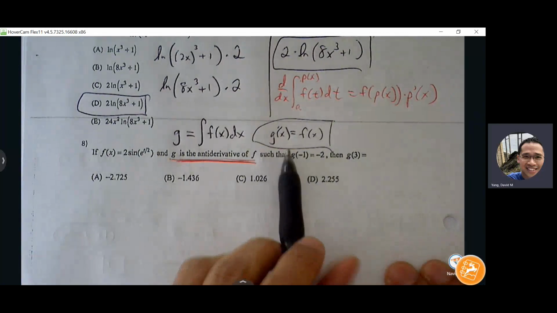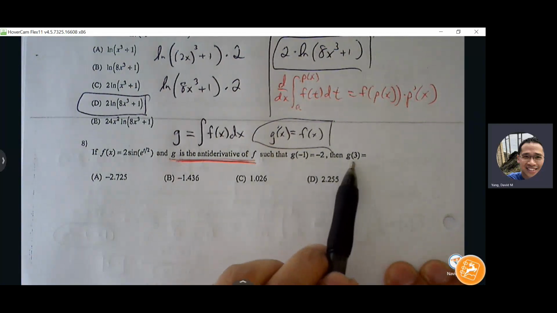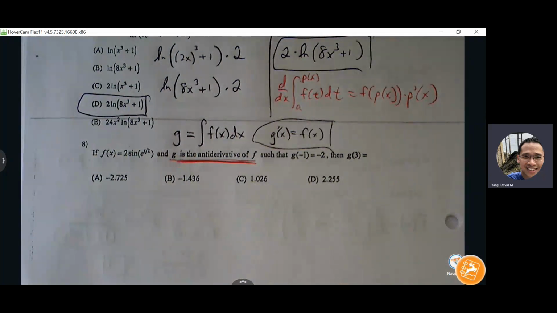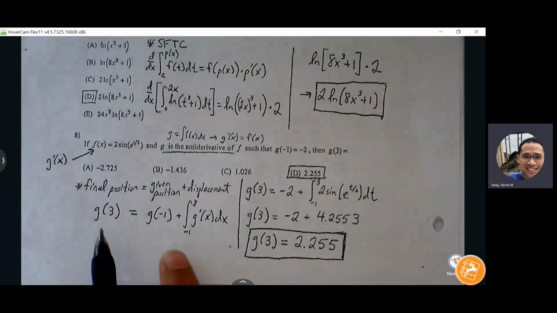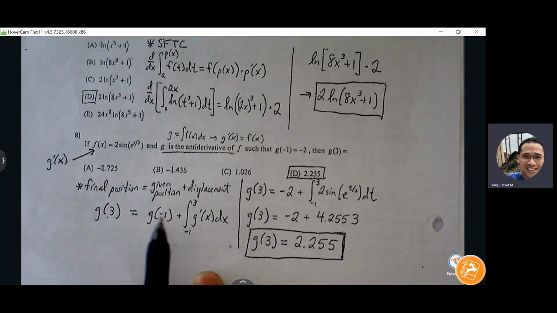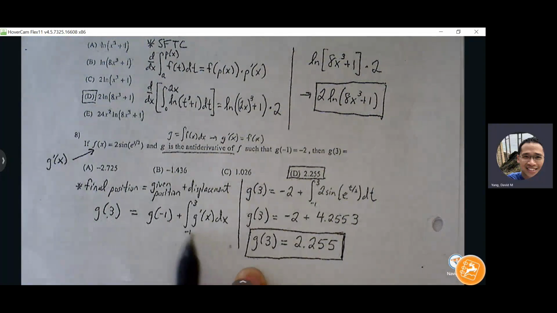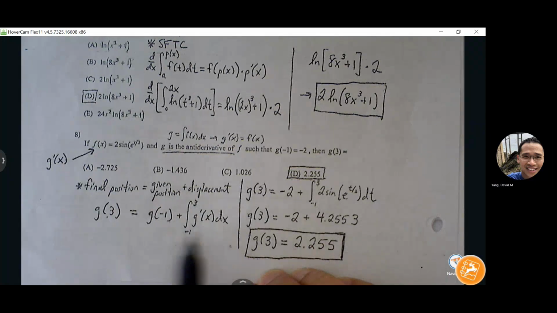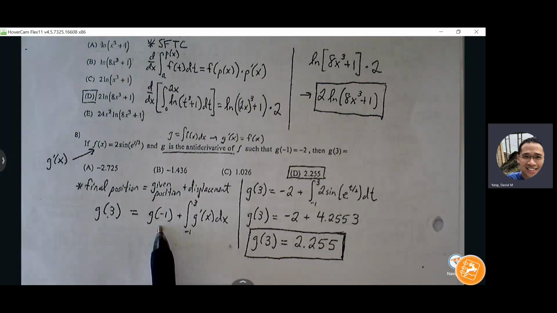And if I have the derivative and I have a starting point and I'm trying to find a final position, I like to use my formula, final position equals initial plus displacement. So I'm looking for g of 3. I have g of -1. I want to find the change in position between -1 and 3. I can just insert g prime, and g prime is my f. So that's my displacement. So g of -1 is my starting location.